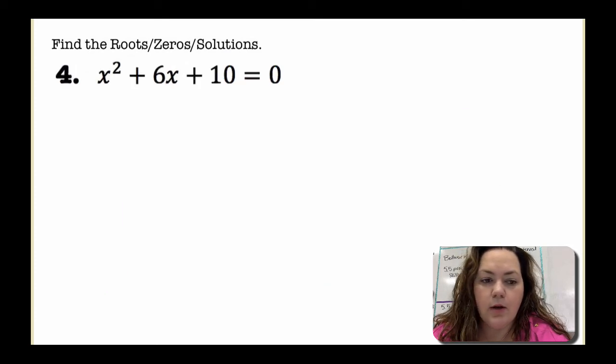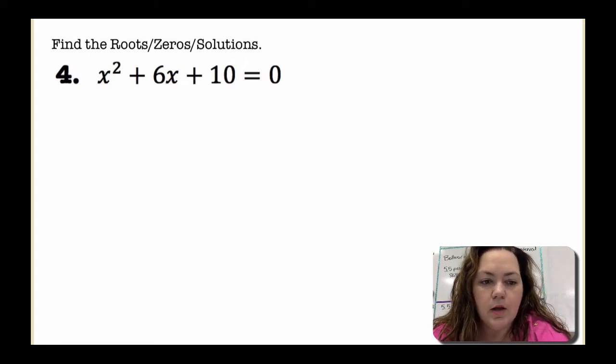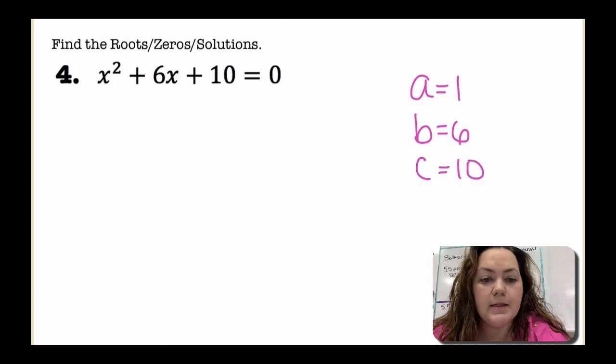So now we're going to go ahead and if we can find the solution real easy, we'll do that. If it's not a perfect square, we're just going to leave it with the solution like a number plus or minus the square root. All right, so x squared plus 6x plus 10, it's in standard form. It's set equal to 0. So I'm going to pull out a, b, and c. A is 1, b is 6, c is 10.